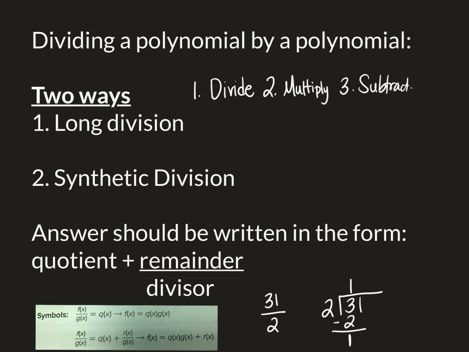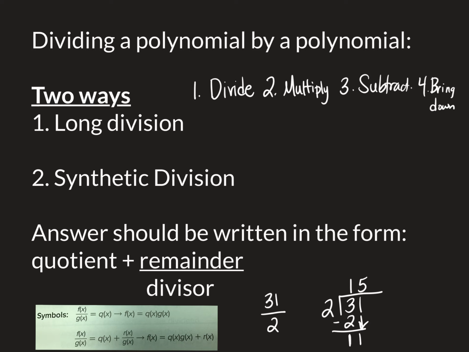And then the next step you do is bring down. Bring down the next number. And you know you're finished. This will be my last round because I do not have anything else to bring down. And now we start back over again. Step 1, divide. 2 divided into 11. That goes 5 times. Then multiply. 5 times 2 is 10.